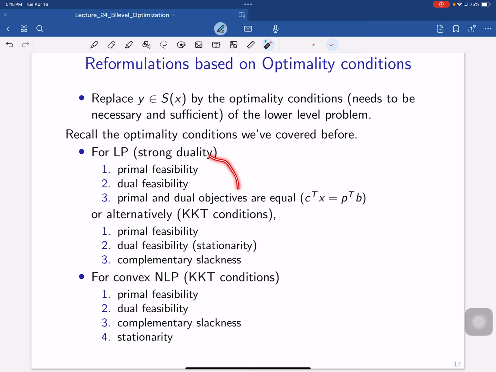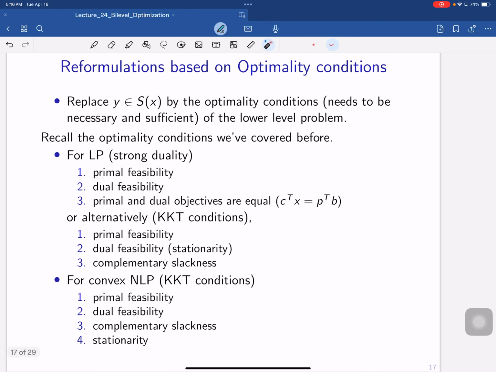We did prove that these two conditions are equivalent to each other. So primal feasibility, dual feasibility, and complementary slackness are equivalent to the primal and dual objectives being equal. And then for convex NLPs, we have a KKT condition. If you assume you satisfy some constraint qualification like Slater's condition, then we have primal and dual feasibility, complementary slackness, and stationarity. So you can replace a lower level problem with this type of optimality conditions to reformulate the problem as a single level problem.